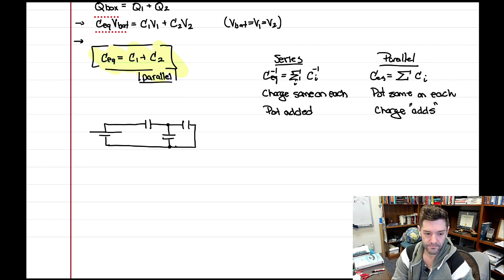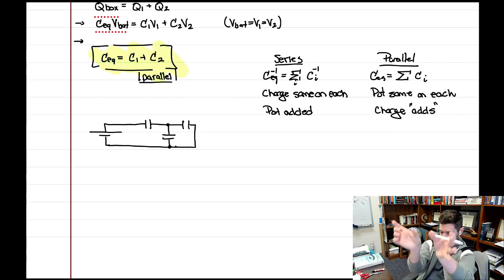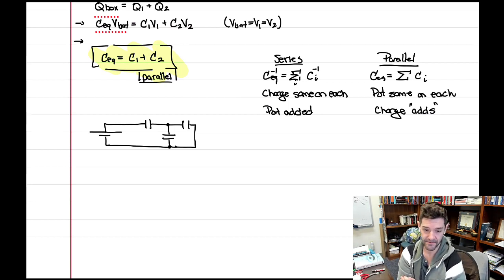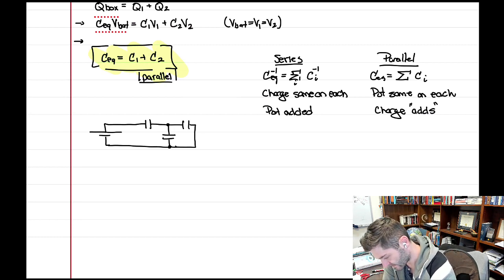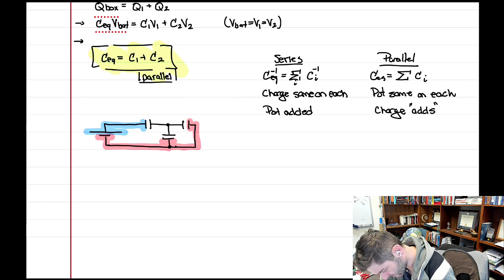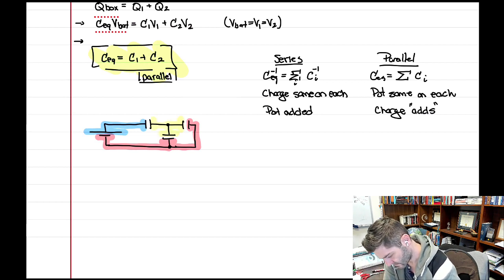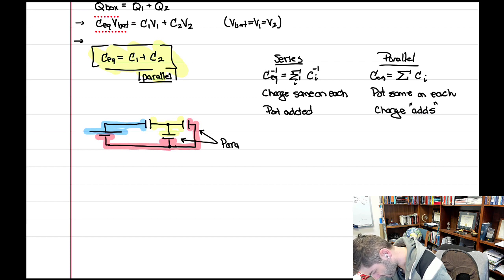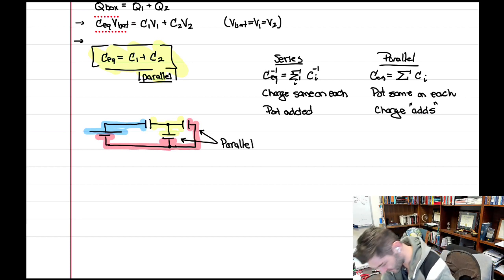Again, notice that none of them are drawn actually in parallel. But the word parallel doesn't mean they actually have to be literally side by side with one another. The idea with parallel is that they have the same potential difference across them. So if I were to draw, using some colors, the top of the battery is this equipotential. The bottom of the battery is this equipotential. And then there's this intermediate one in the middle. This capacitor and this capacitor are in parallel with one another because they have the same potential difference across them.